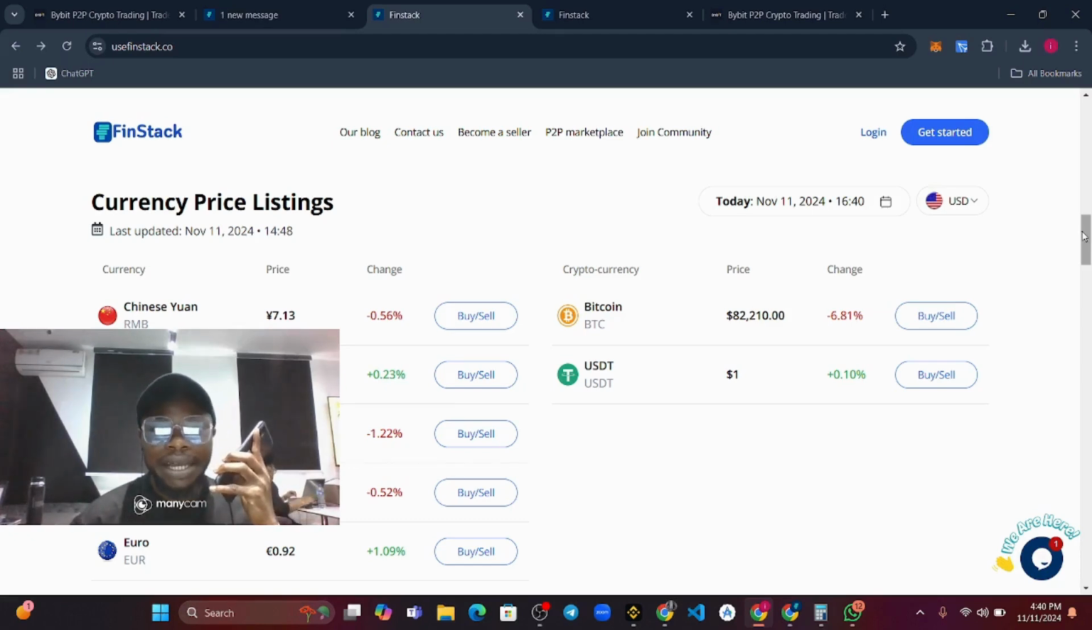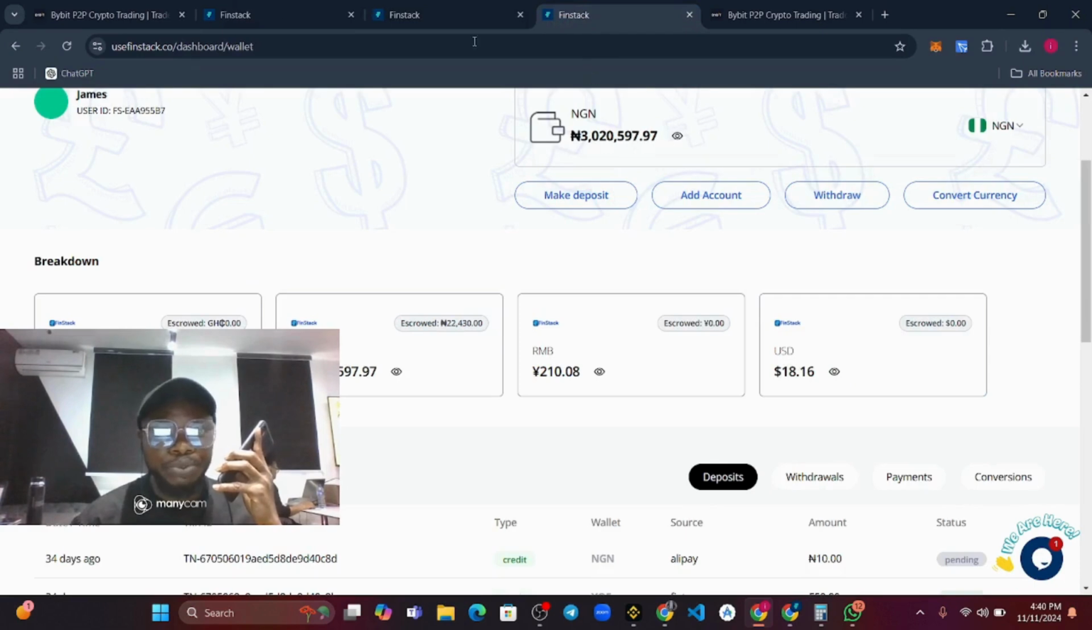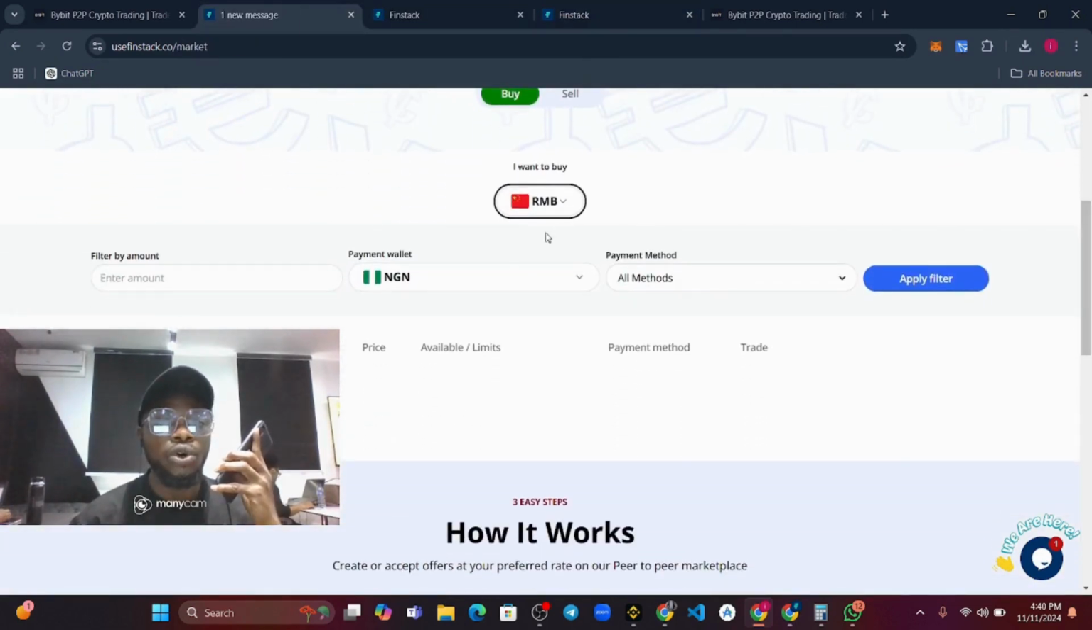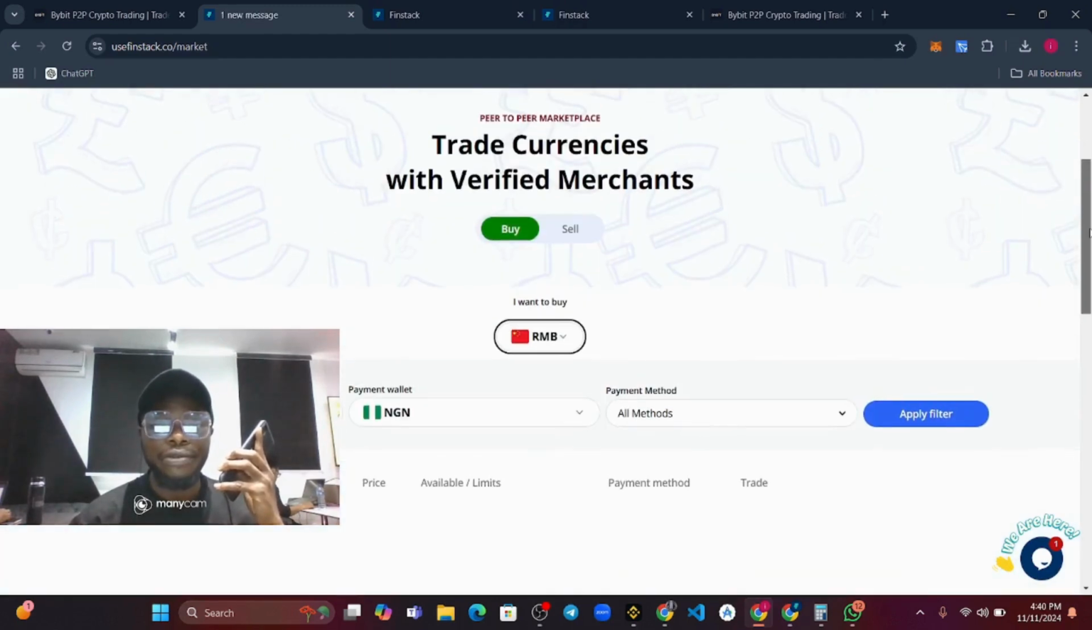Where you can buy and sell. So I think this is a P2P section. You can buy and sell on the P2P, buy USDT and also sell. So Finstack is currently a new platform.